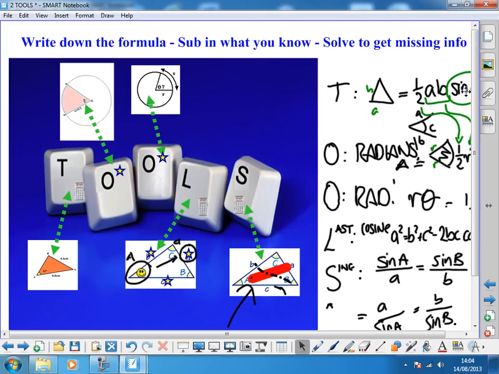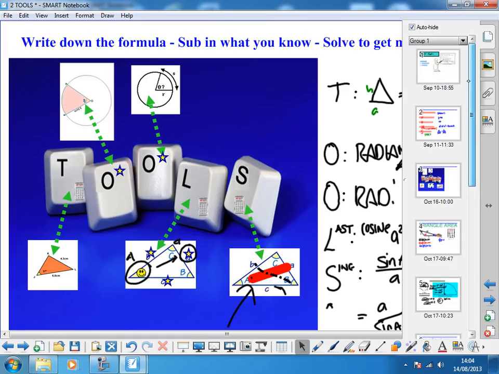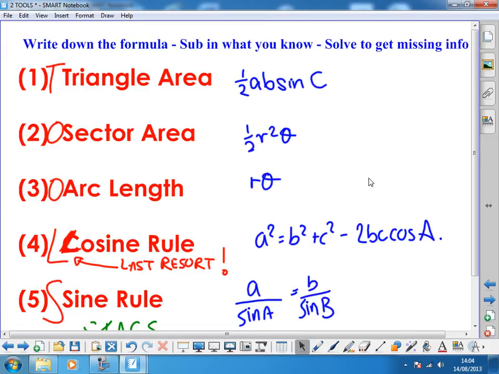I was going to just say, on each of these pages, you need to learn these formulae, you need to write them down and write them down and write them down. But you may have noticed on each of these pages that it said the same thing at the top. Write down the formula, sub in what you know, solve to get missing info. So once you've memorised these formulas, you're going to look at a problem and go through, do I need T, do I need O, do I need S, do I need the last resort? Then you're going to write it down. Then you're going to sub in what you know and solve to get the missing info.